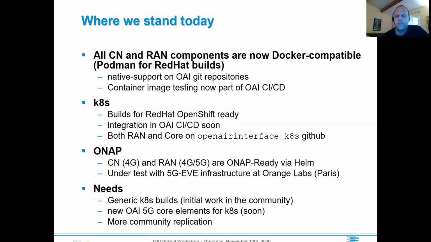What are our real needs? Today, we need to have more generic Kubernetes builds, and there has been some initial work in the community in this direction. We also need the new OAI 5G core network elements to be ready for Kubernetes. They are already ready for Docker, but not strictly speaking for Kubernetes today, and this is coming. And we need more community replication so that other people can test this framework in their own environments.